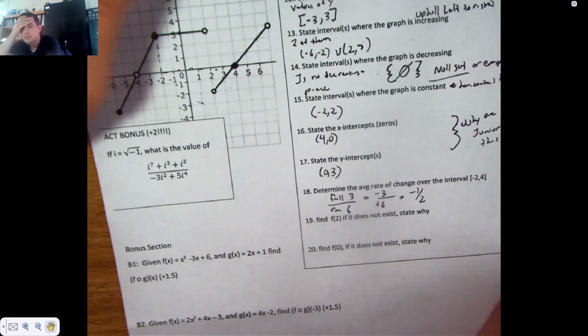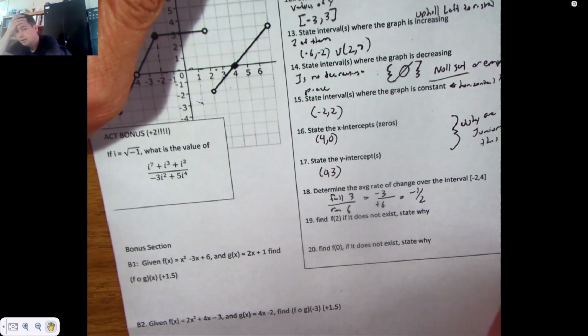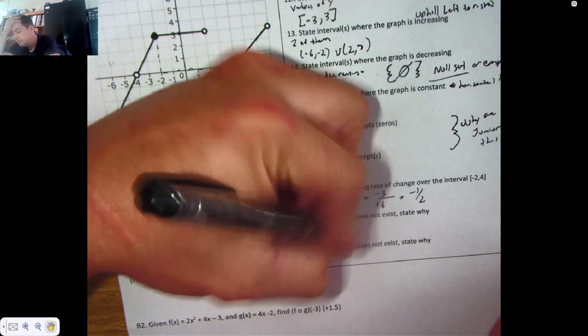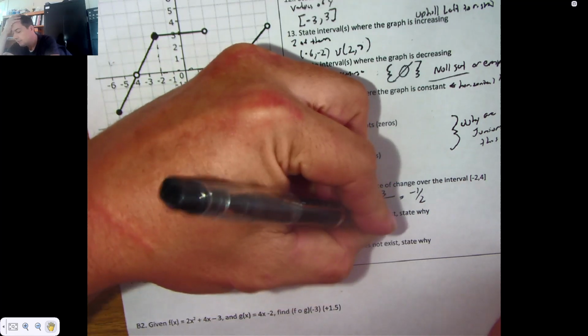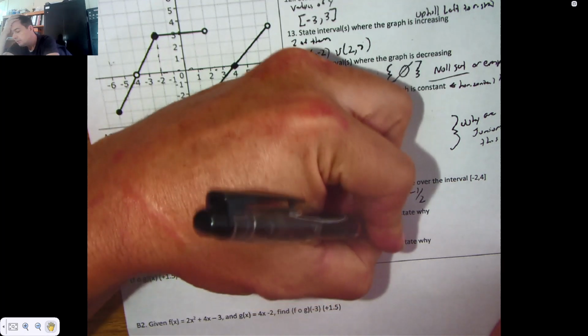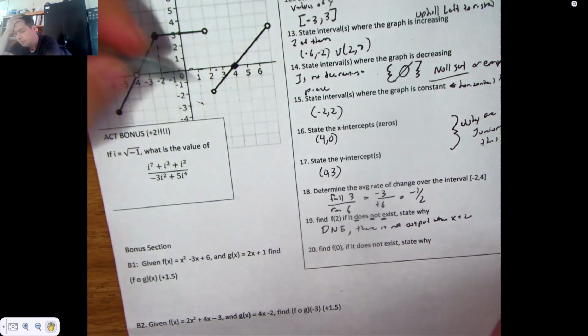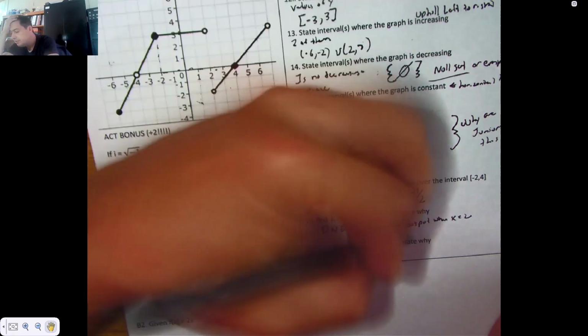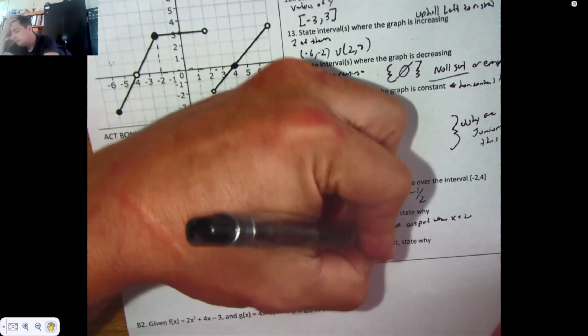Find f of 2. If it does not exist, state DNE. It does not exist, DNE. Does not exist. Why doesn't it exist? Because there is no output when x equals 2. There's holes in the graph. There's nothing there. Or x equals 2 is not in the domain.